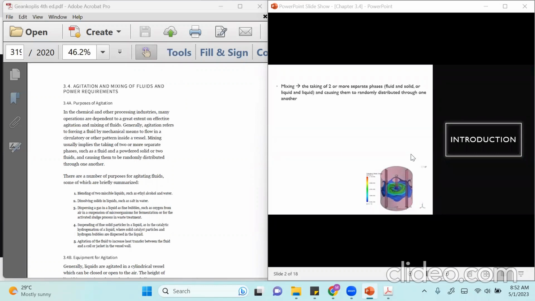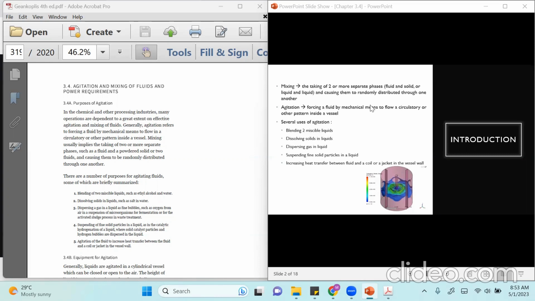Okay, so we have two terms here, mixing and agitation. What is the difference between the two? Mixing can be defined as taking two or more separate phases, let's say solid and fluid or liquid and liquid, and causing them to be randomly distributed through one another. That's mixing. And what is agitation? Agitation is forcing a fluid by mechanical means to flow in a circulatory or other pattern inside the vessel. So if I can say, mixing is the name of the process, agitation is one of the techniques used to mix two separate phases.